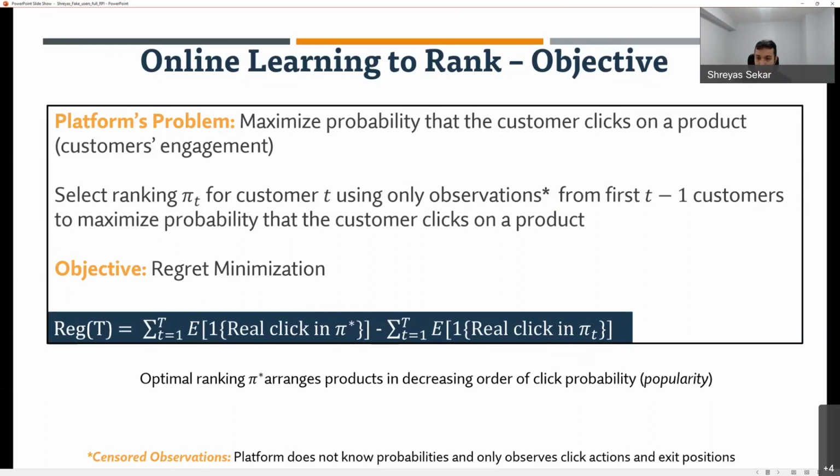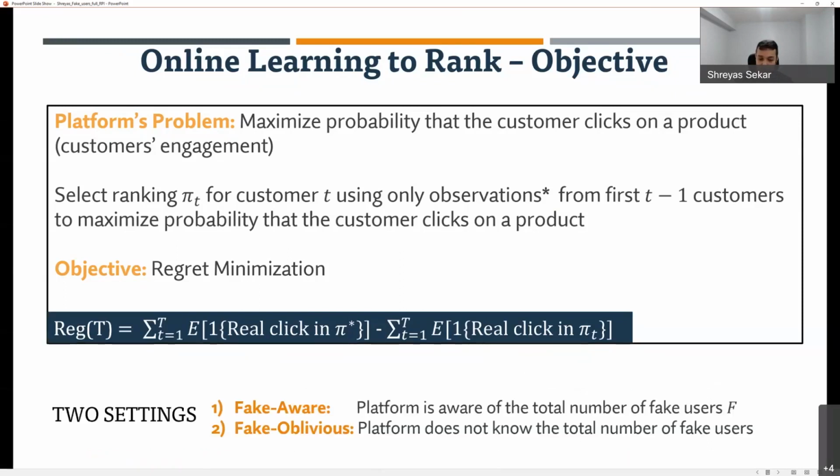Okay. Now, the last thing I want to mention before moving on to the results is that we look at this problem under two settings. The first setting is called the fake aware setting. Now, I still don't know which of my data points are from real customers and which ones are from fake users. But what I do know is the total number of fake users F. Turns out that even having this information can make a huge difference.